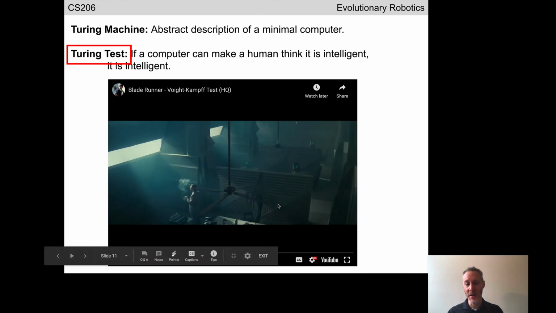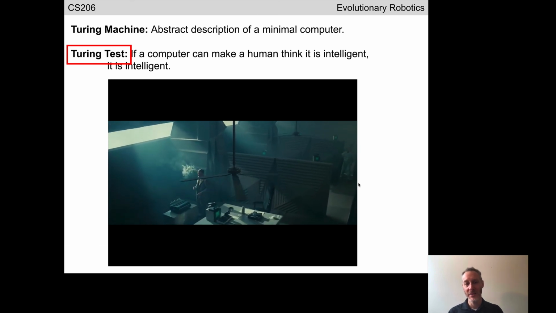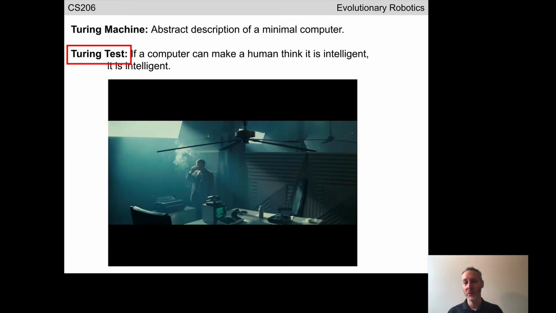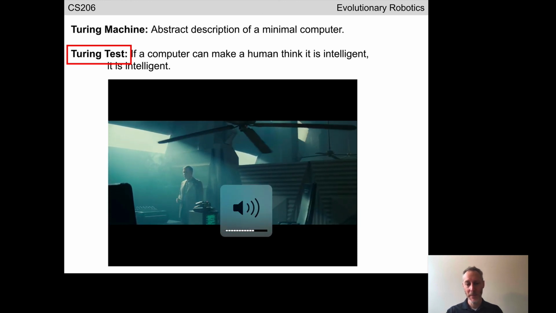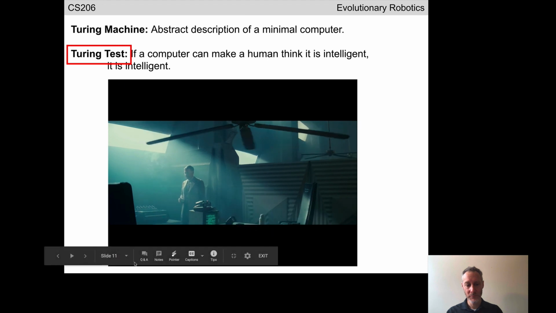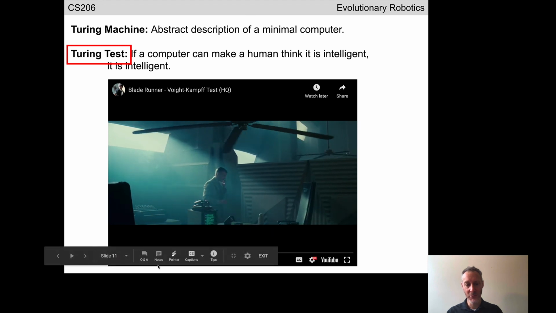The Turing test has become very famous. There's a great example of it in this particular movie. What movie are we watching? If you know, go ahead and type it into chat. This we definitely need the sound for.